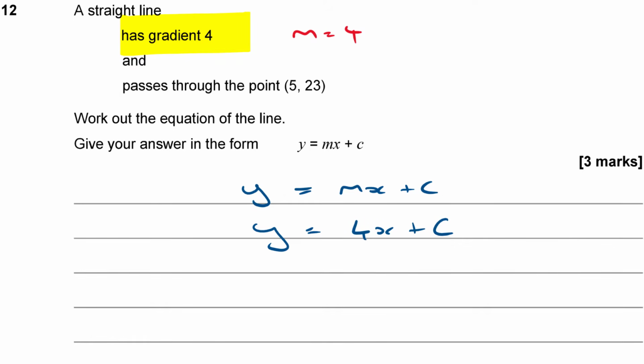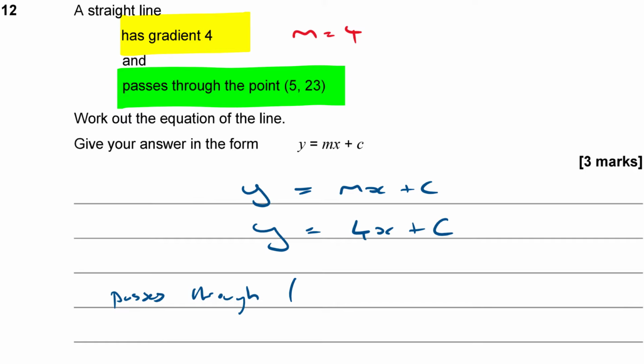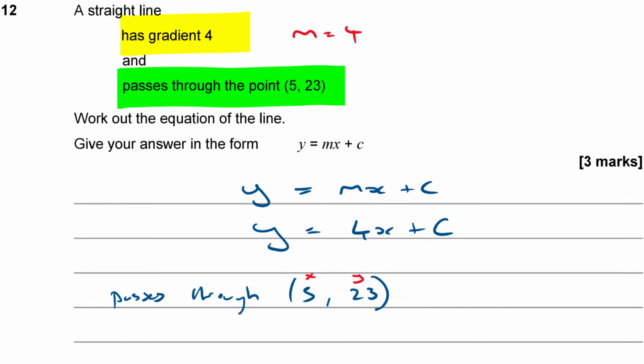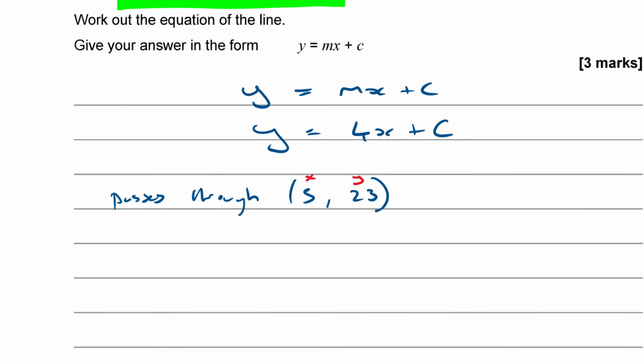Now the second bit of the information tells me that my line passes through the point (5, 23). So I can use that information. Passes through (5, 23). So that's the x coordinate there, isn't it? And that's the y coordinate. So if we sub those into the equation, they should work because it's a point on the line. And then the only thing that I don't know there is going to be c then. So subbing those in, so 23 is equal to 4 lots of 5 plus c.